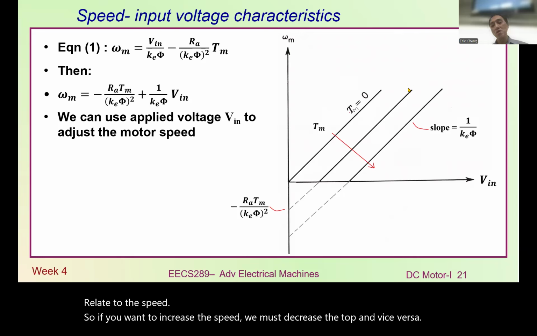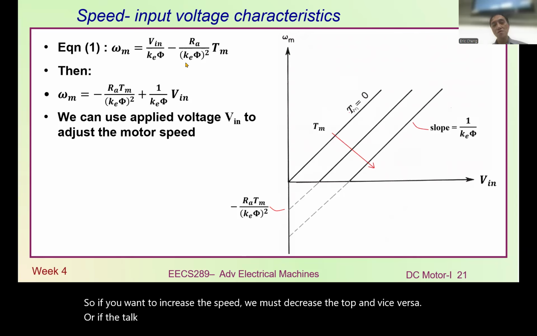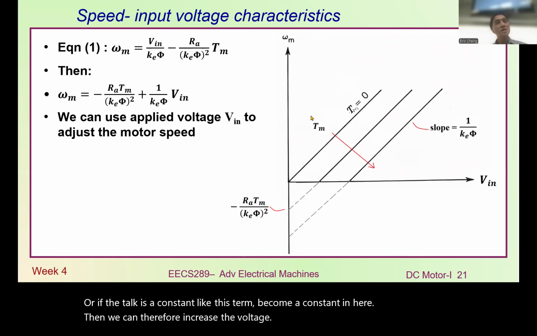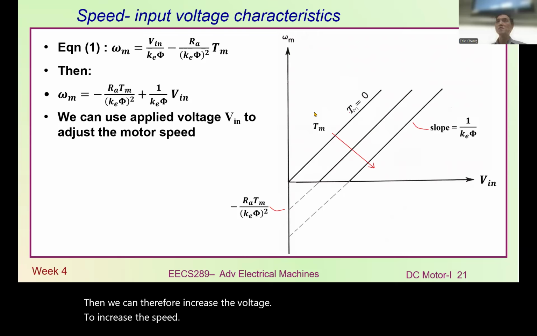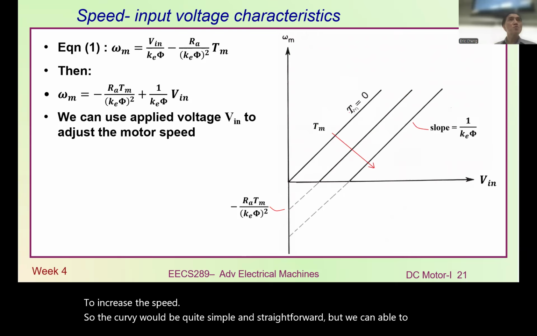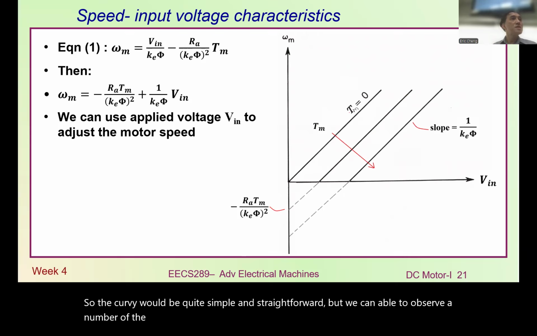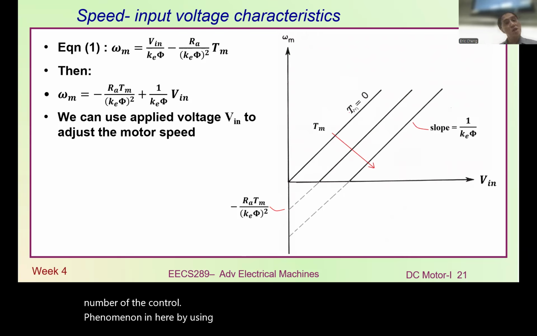Or if the torque is a constant, like this term becomes a constant in here, then we can increase the voltage to increase the speed. So the curve is quite simple and straightforward, but we are able to observe a number of control phenomena in here by correlating the voltage, speed, and also the flux.